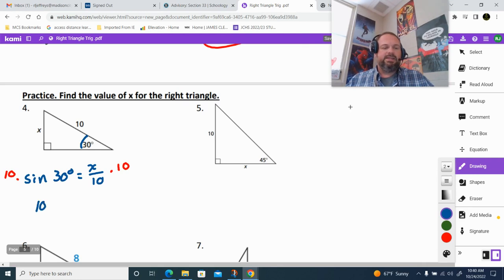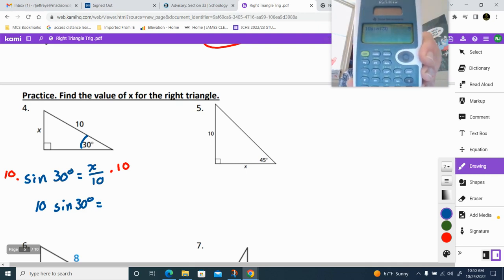So we would have 10 sine of 30 degrees. So 10 sine 30. Yep. We get 5.